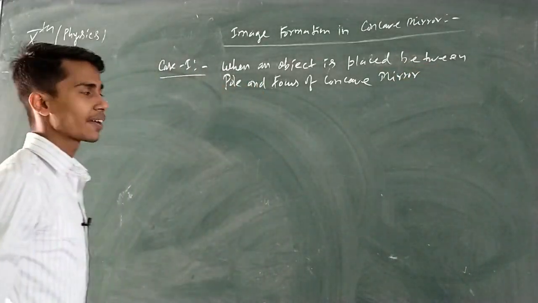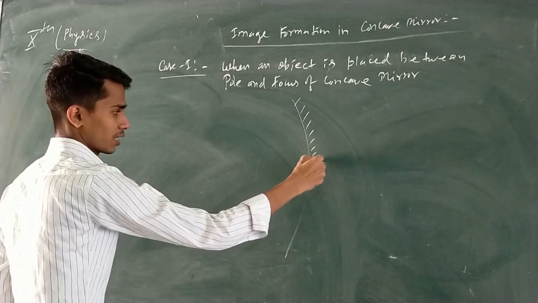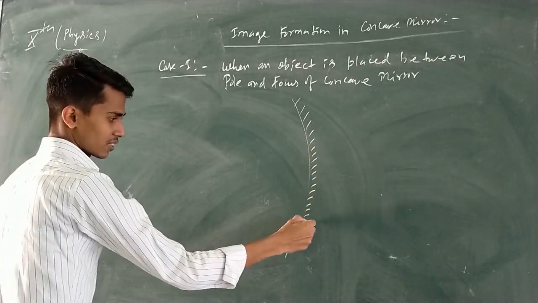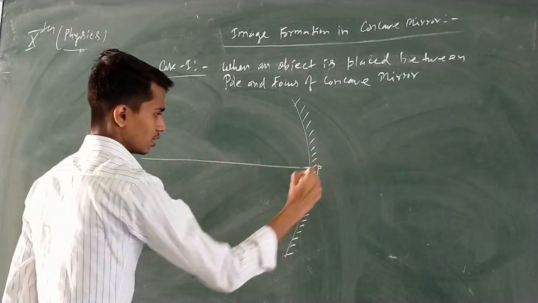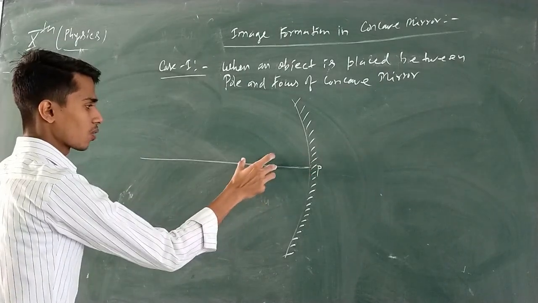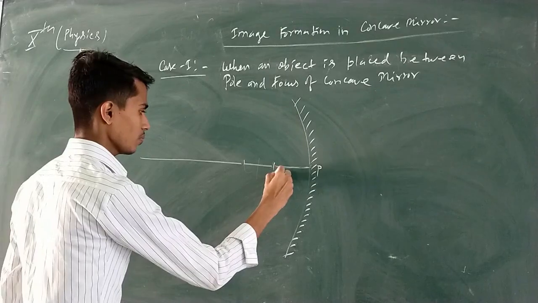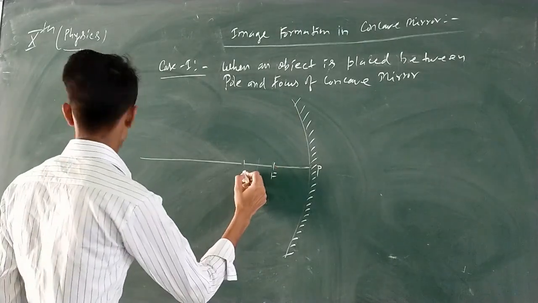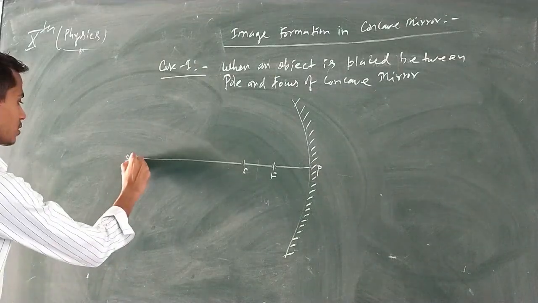In the first case, the object is placed between pole and focus of a concave mirror. Now let this be a concave mirror. Now listen, the basic construction parameters, how will you construct? This line represents the principal axis. At equal distance, first you have to draw a focus, and at equal distance you have to draw a center of curvature. This line is representing focus and this point is representing center of curvature. Yes or not?